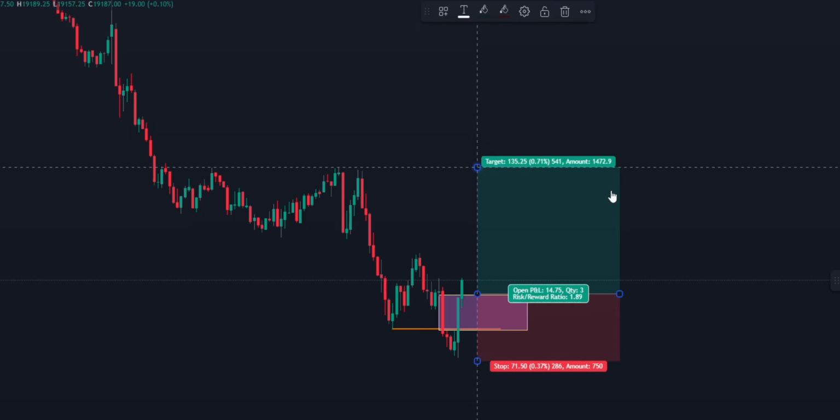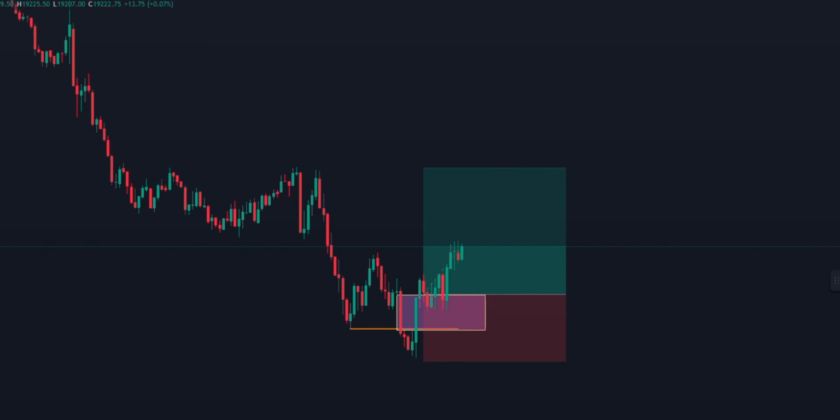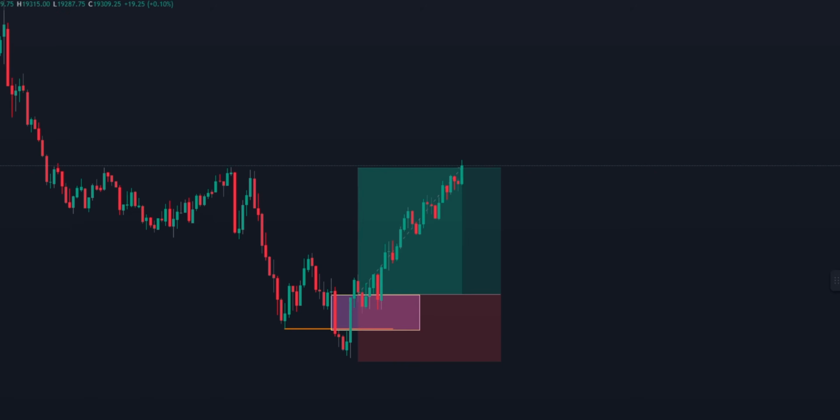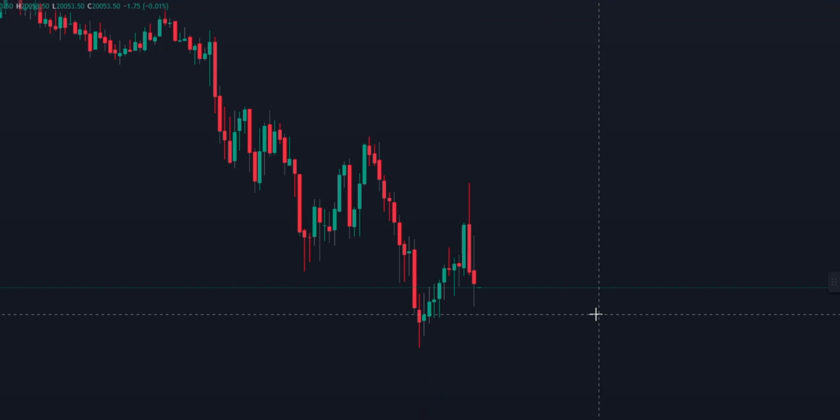Let's play the chart and see how it plays out. As you can see, price came back to the inverse fair value gap, respected the zone perfectly, and pushed straight into our target. Clean entry, protected stop loss, and target based on real market structure. This is high probability trading. Now, let's jump to the next trade.